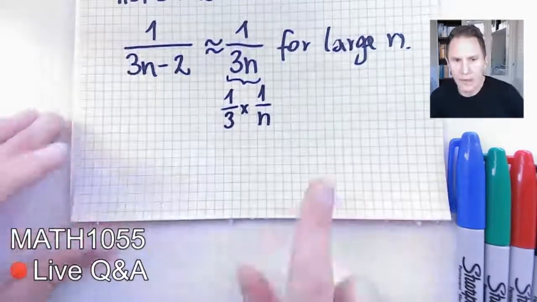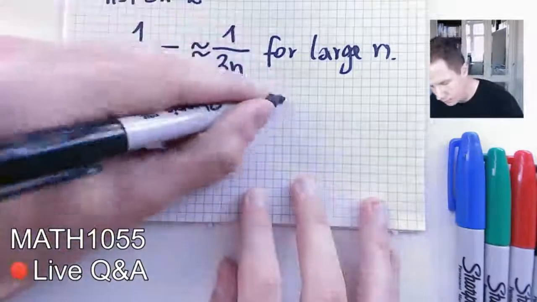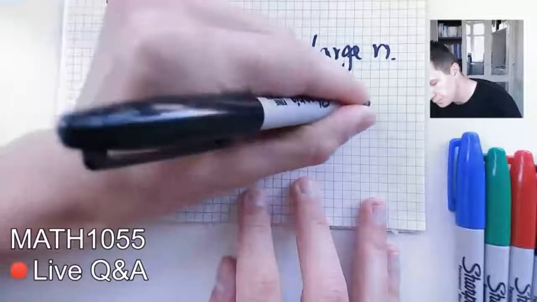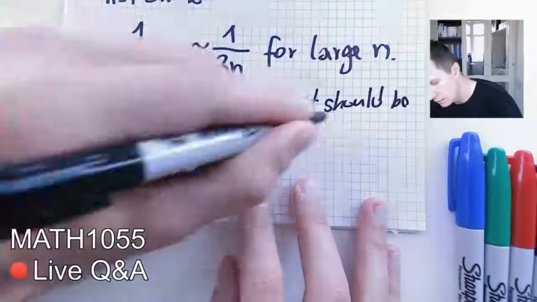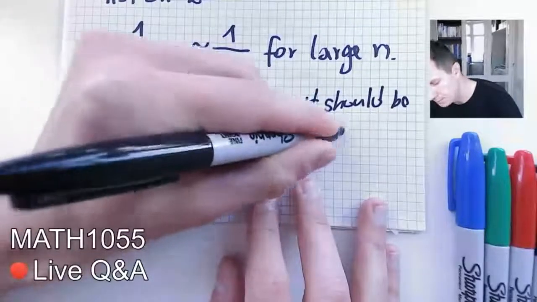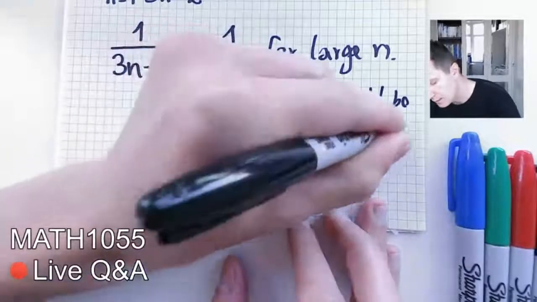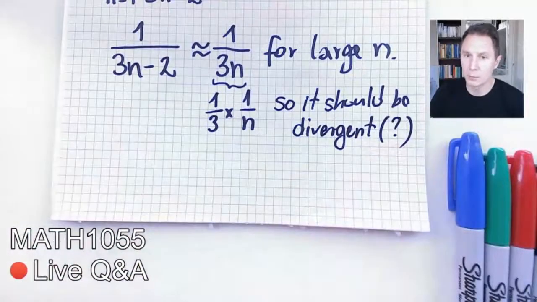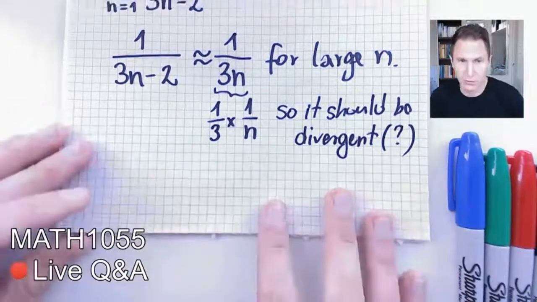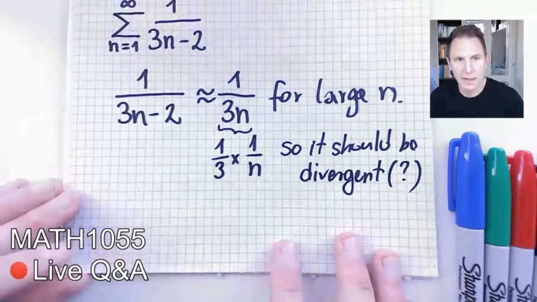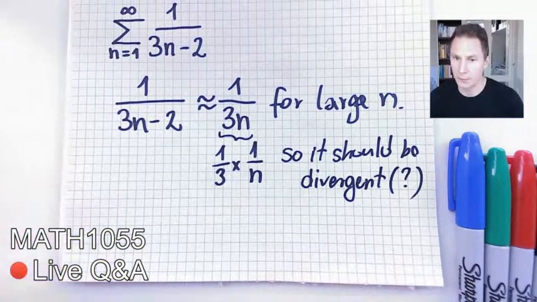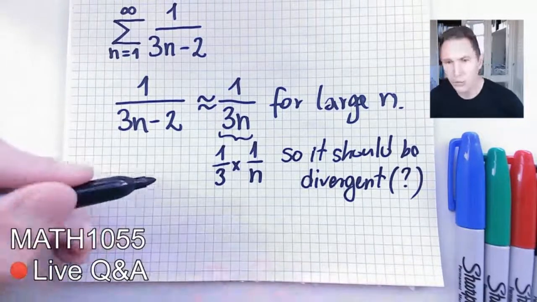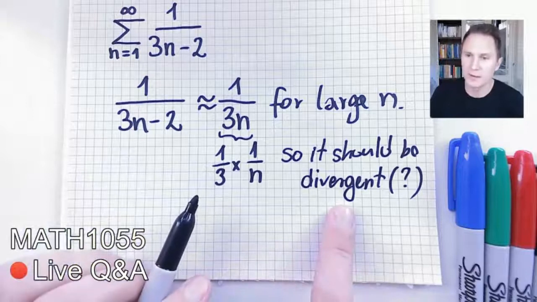So if you have this first idea that it should be divergent, at this point let me put a question mark there, because we haven't proved anything. We just got a general idea. And now we can go on to coming up with a comparison series. So what do we want to do in this case?